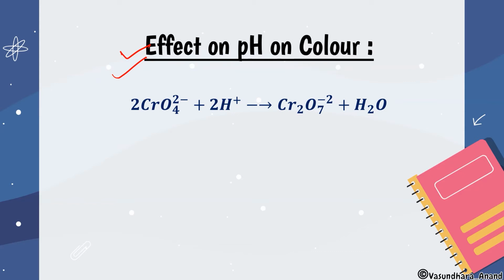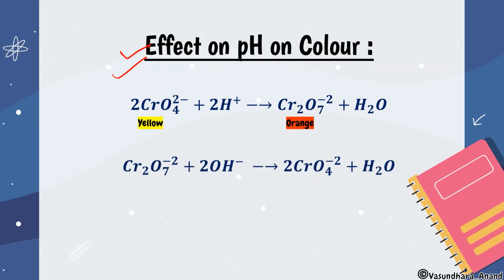Okay. So when this CrO4 minus 2, that means chromate, reacts in acidic medium, it gives dichromate. This is yellow in color and this is orange in color. Now, similarly, when dichromate reacts with a basic medium, it converts into the yellow CrO4 minus 2. Got it? So we can say this is orange color, and here again it will be yellow color.